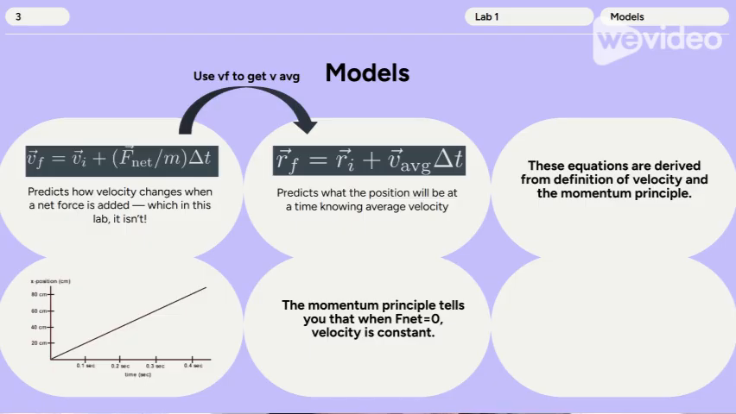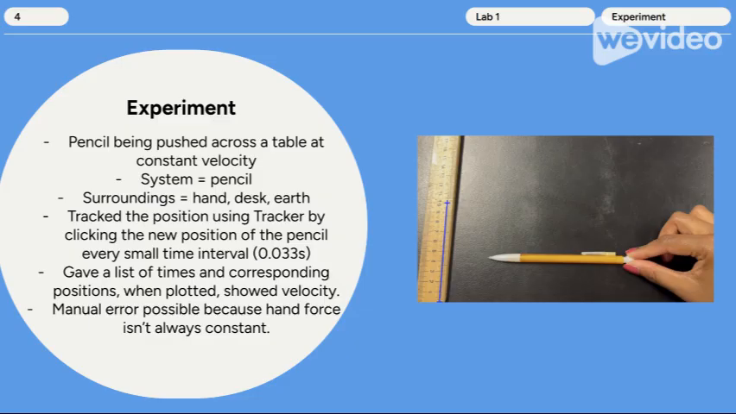It's important to know that the slope of a line of position over time is velocity, which is linear if it's constant. For the experiment, I used a video of a pencil being pushed and recorded the position at increasing time intervals, which was eventually plotted on a position-time graph that had a slope equal to the average velocity. The system is the pencil, and notable surroundings are the table and the hand pushing. I'll discuss some of the initial conditions and findings soon.